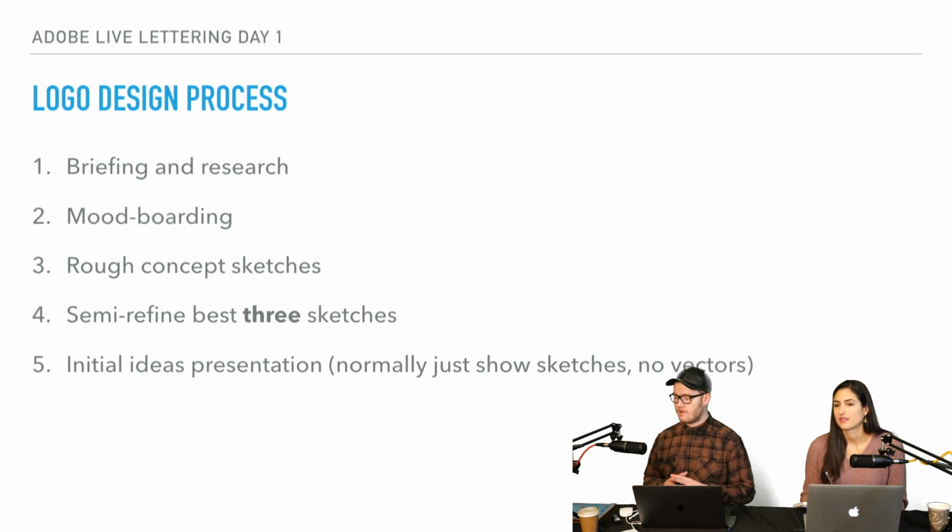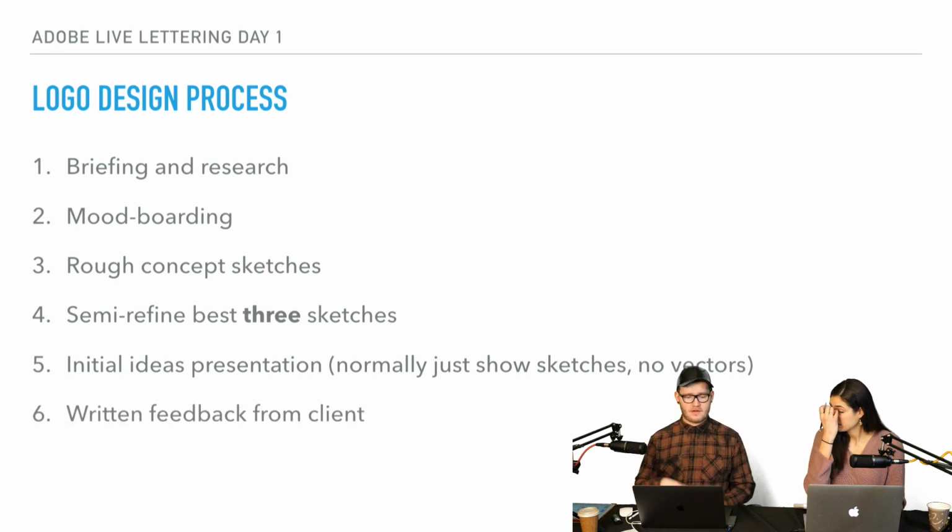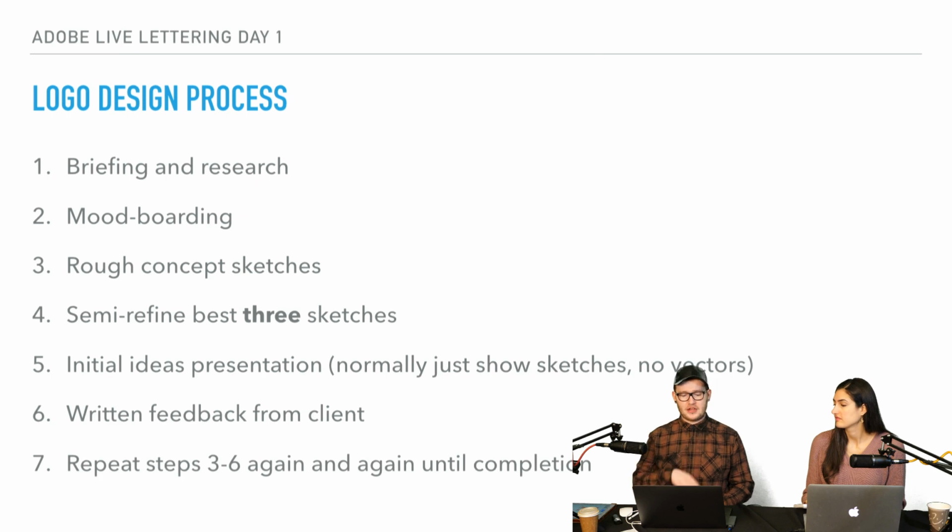At this point, when I've got a lot of ideas, I would say about 20 to 50, I would pick 3, refine them, and then send them to the client. I wouldn't show any work that I wouldn't want them to have, that they may possibly want to have. We've all heard horror stories like that. And then the last one is written feedback from the client, and then you repeat steps 3 to 6 again from the feedback.